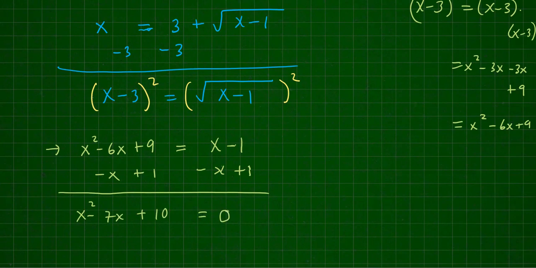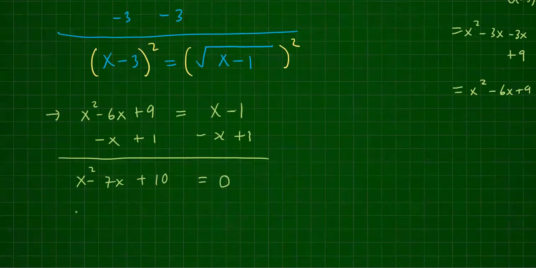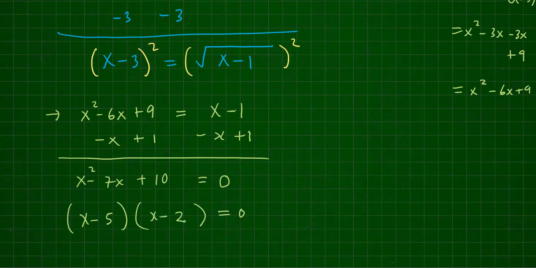Now, it's a quadratic, so we can use either factoring or quadratic formula or completing the square to find the solutions. It looks like we can factor. So we look for two numbers that multiply to positive 10 and sum up to -7. Looks like -5 and -2 would do. So this is x minus 5 and then x minus 2.